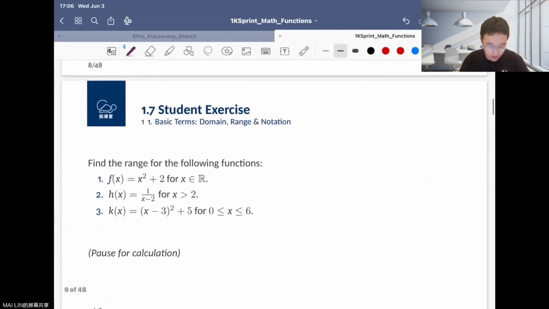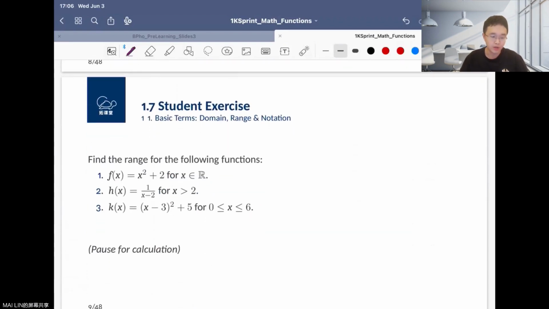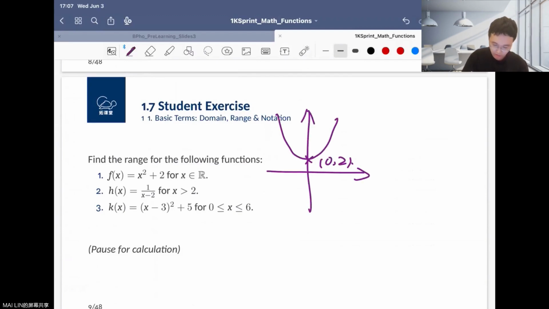And here is the exercise for you. If you want to try it yourself, you can pause the video and do it yourself. But if you want to follow with me, you can keep going, okay? Let's move into the first problem: find the range of the following functions. The first is x squared plus 2 for x in the real domain. We can draw the graph like here. The vertex is (0, 2), so the function's minimum value is 2. So y, or f(x), is bigger than or equal to 2, and that is the range, okay?